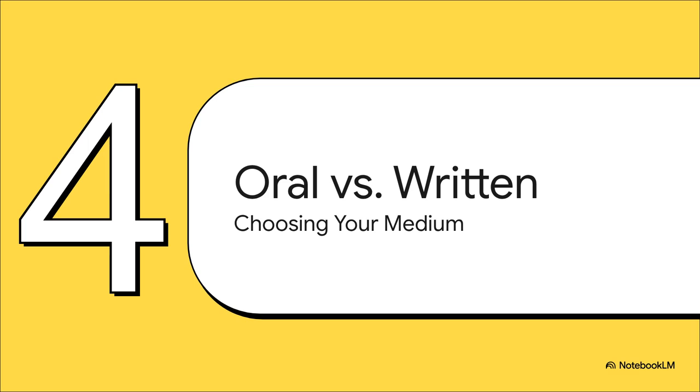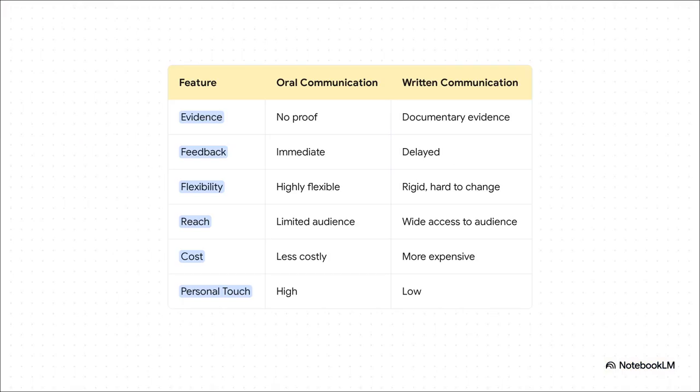The best choice here always depends on the situation. So the main trade-off here is really between speed and permanence. Oral communication, speaking, is fast, and you get immediate feedback. Written communication, on the other hand, gives you a permanent record that can be shared widely and is absolutely essential for things like legal contracts.